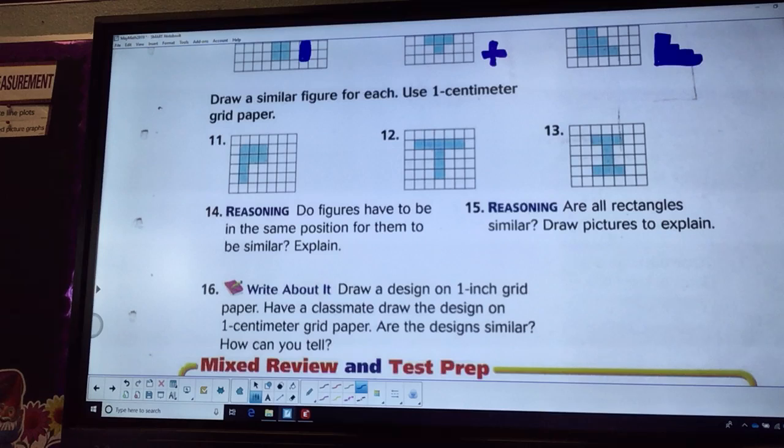Now, on number 15, this is where things get a little crazy. It asks us, are all rectangles similar? Okay, the answer to that is actually no. Not all rectangles are the same shape. And it's like that one that we had before. It was a little chubbier, wasn't it? If two rectangles are the same length, but one is wide and one is narrow, they are not similar. Okay?